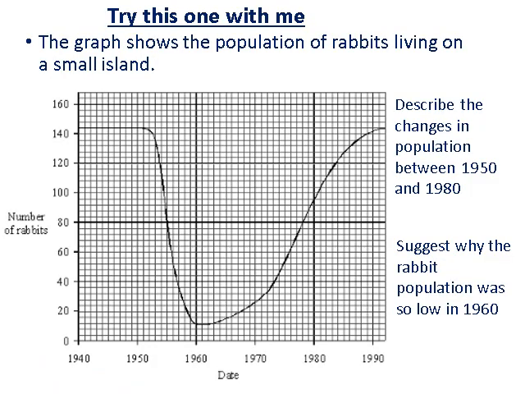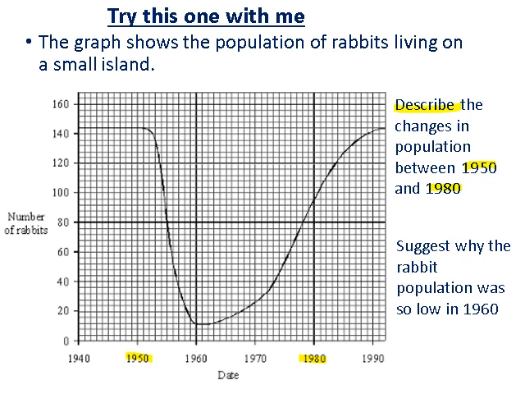So I'm going to try another one, and this graph shows the populations of rabbits living on a small island. So we've got 2 questions. The first one is to describe the changes in the population between 1950 and 1980. So the only bits I need to look at are from here to here.